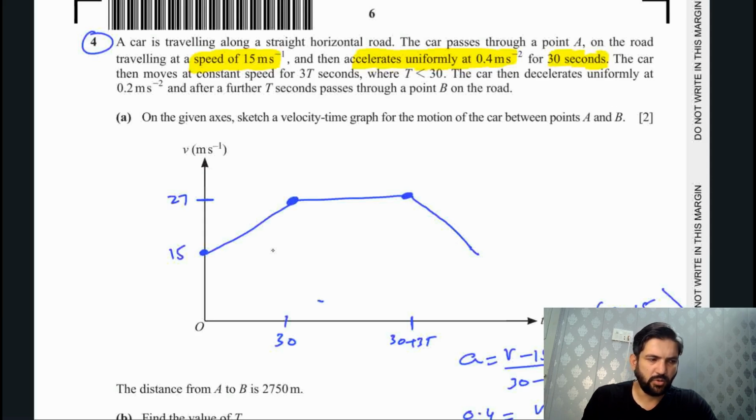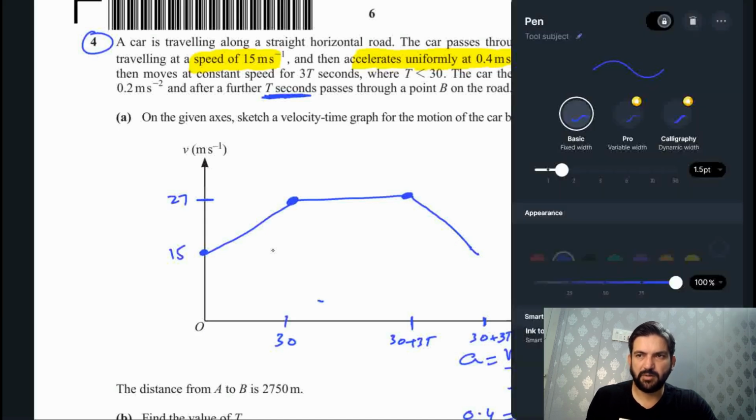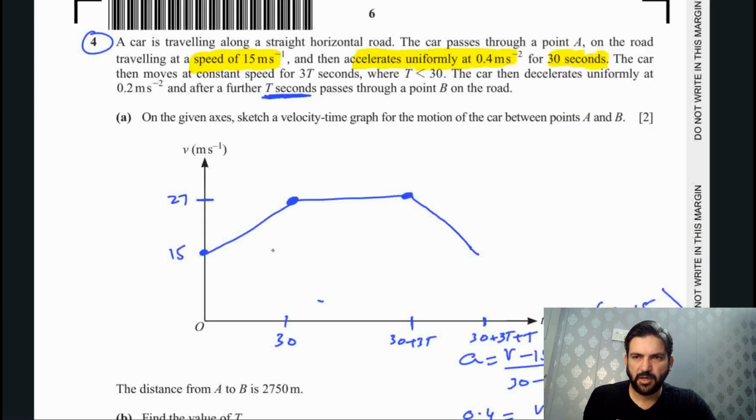Okay, so it means that this point will be 30 plus 3t plus t, because they are saying that it is for t seconds. Now this will be the graph. Basically, sketch a velocity-time graph for the motion of the car between A and B. Yes, we did it. Let's move to the next one.